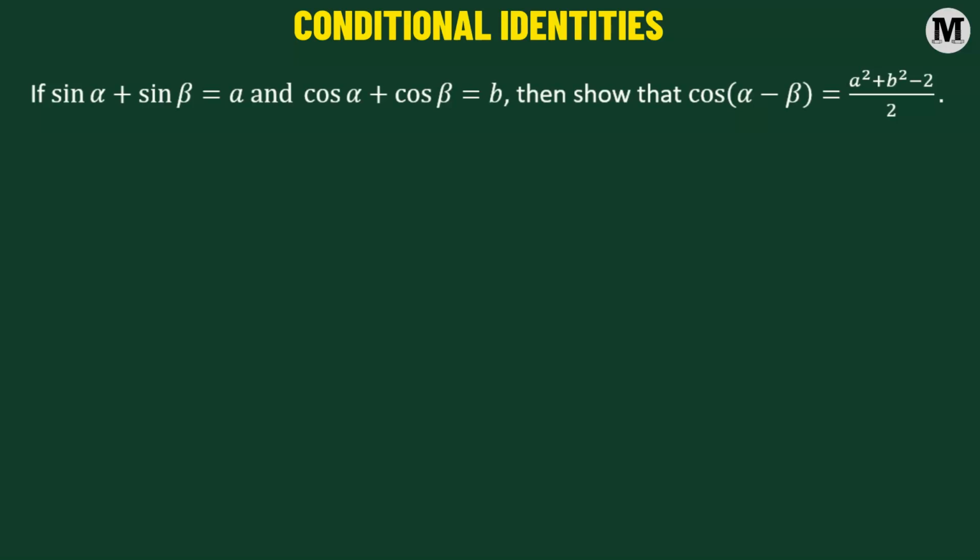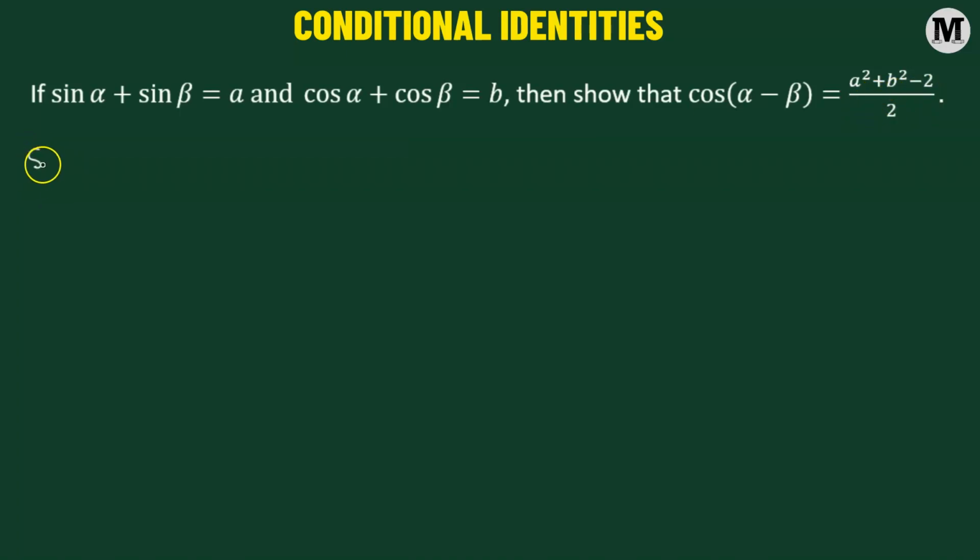So here in this problem, we are given that A equals the sum of sine alpha and sine beta, and B equals the sum of cosine alpha and cosine beta. Using this information, we need to show that cosine of alpha minus beta is given by (A squared plus B squared minus 2) divided by 2.